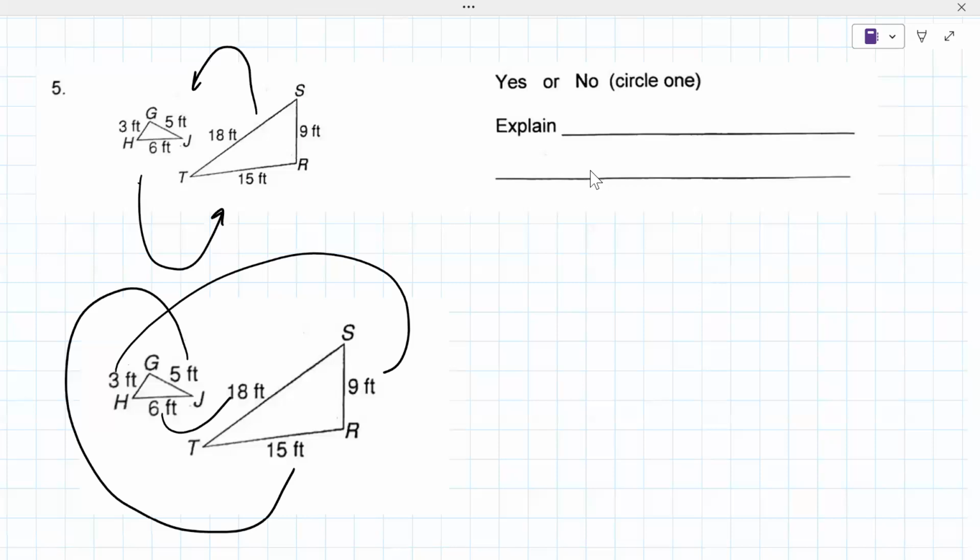Then it would be yes. What is the scale factor? How do you go from one triangle to the other? Multiply or divide? You would multiply times 3. So the scale factor is 3. 6 times 3 is 18. 3 times 3 is 9. 5 times 3 is 15. Perfect. So all the sides are in proportion, and that is enough to do it.